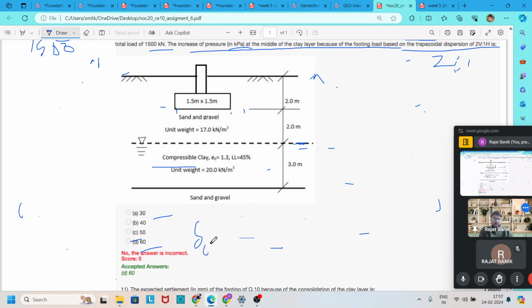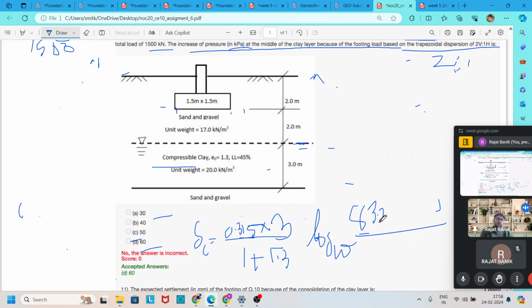Del sigma C is equal to Cc, which is 0.315, times the thickness of the clay layer, H, which is 3, divided by 1 plus the initial void ratio, which is 1.3, times log base 10 of sigma z dash, which is 83.285, plus our increased pressure del sigma z, which is 60, found in question number 10, divided by sigma z dash, which is 83.285.